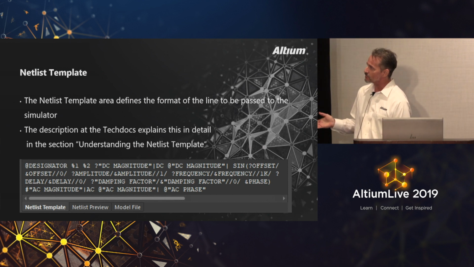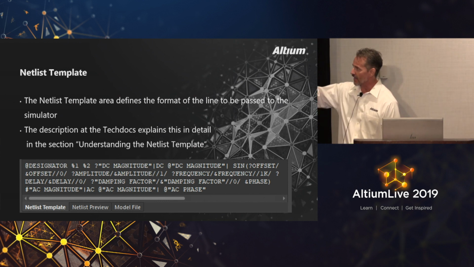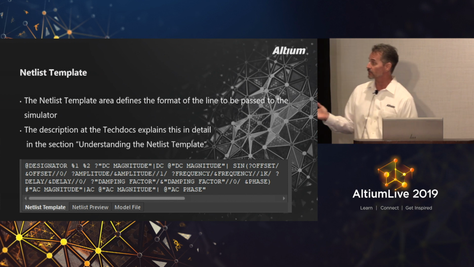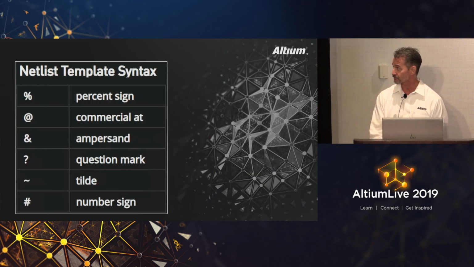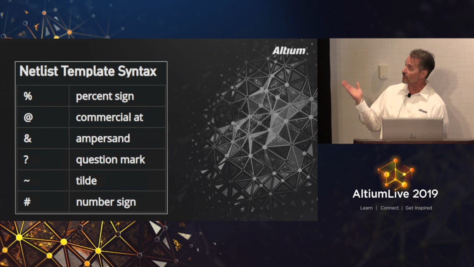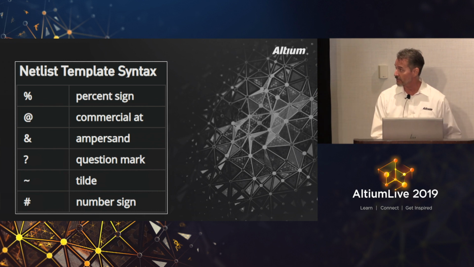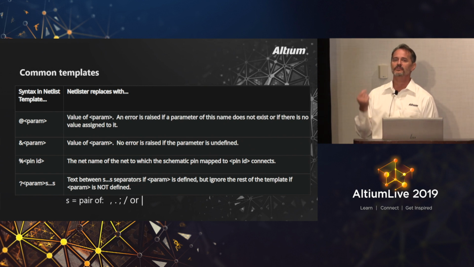From the Netlist template, this is what gets passed directly to the simulation model. Based on how this is set up in the template, you can have required values. If you don't set a value, it'll come back with an error. So it's important to understand the template, especially if you're modifying or customizing it. Now, of course, you have the common syntax of what you commonly see, typically %. I'll talk a little bit about some of the other ones here, where the at symbol says it's a required parameter.